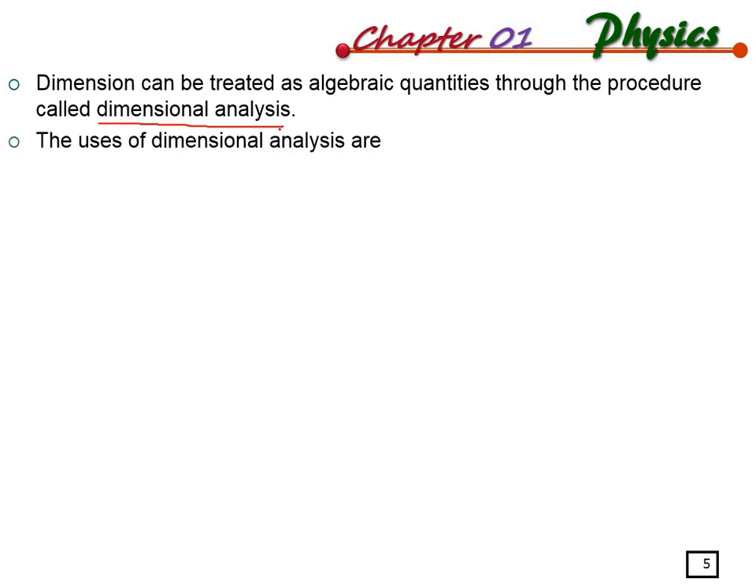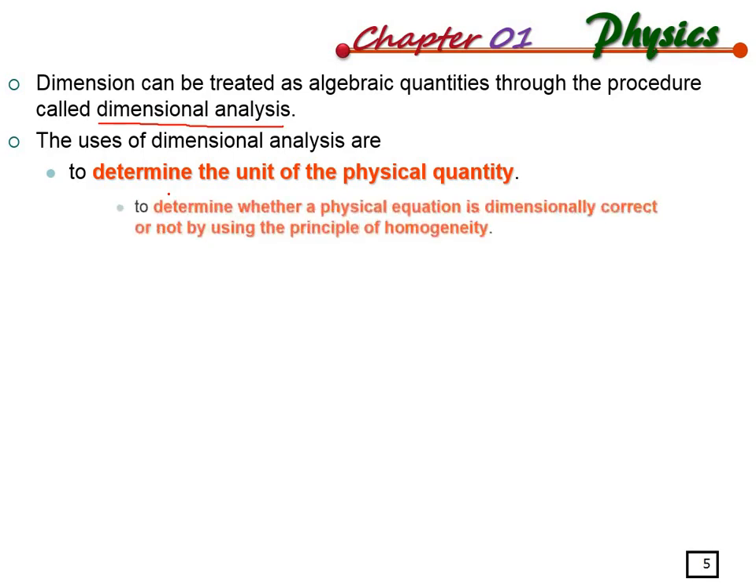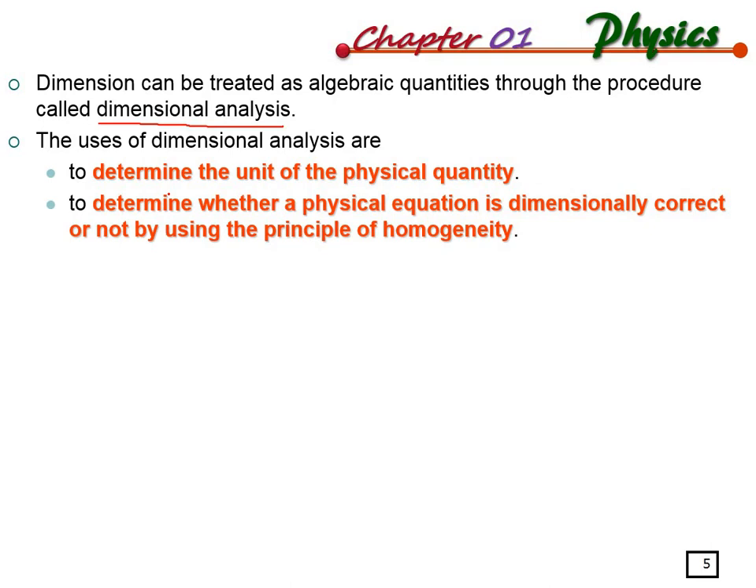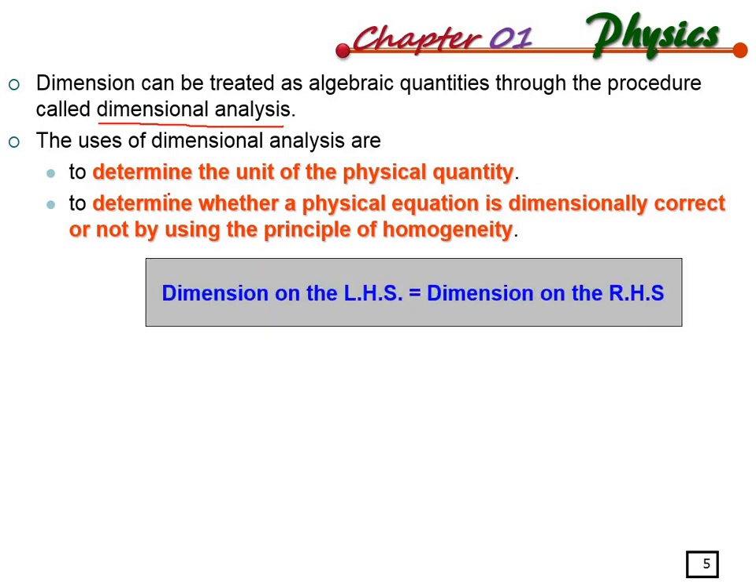Why do we need to use dimensional analysis? First, to determine the unit of a physical quantity. The second, to determine whether a physical equation is dimensionally correct or not by using the principle of homogeneity. What is the principle of homogeneity? It is to examine whether the dimension on the left hand side equals the dimension on the right hand side. The third, to derive or construct a physical equation.